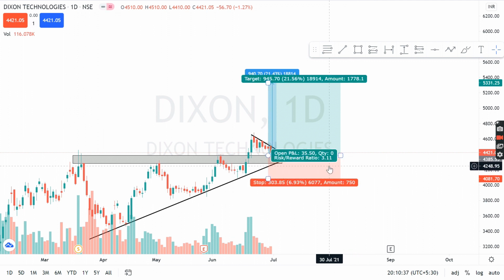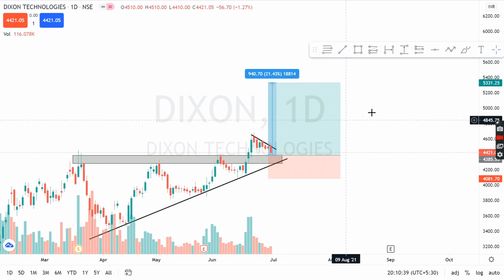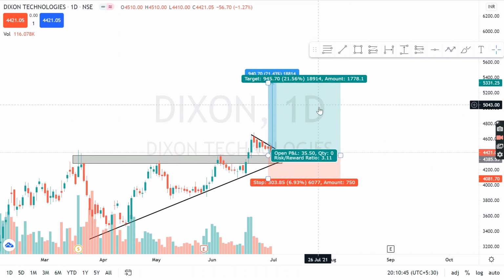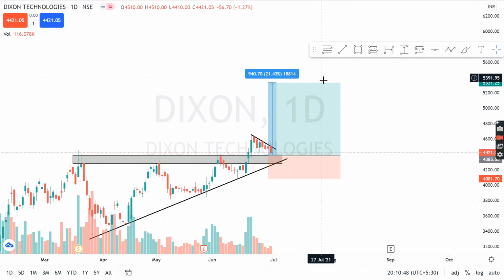Guys, you can wait for this, or you can book 80% profit at around the 1 to 2 level, and then wait for the other 20% quantity to hit the target.